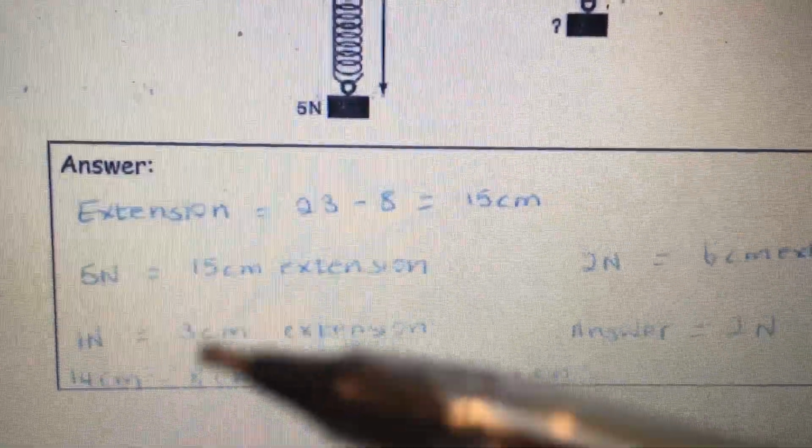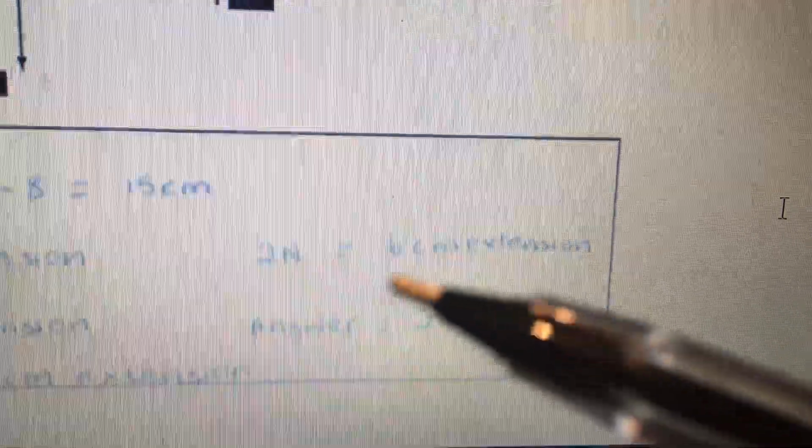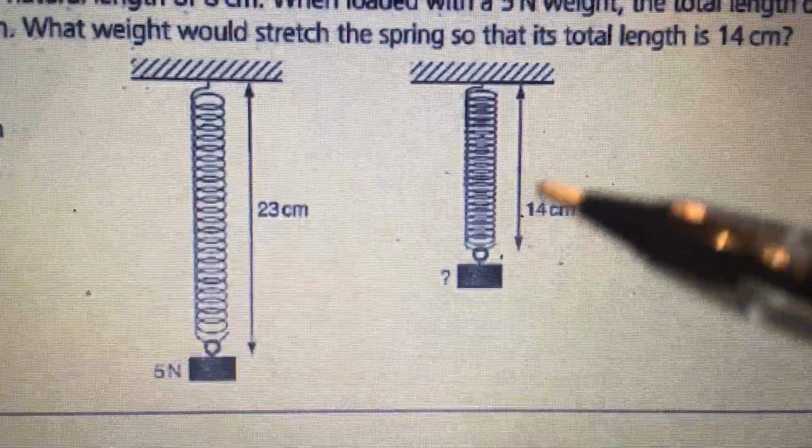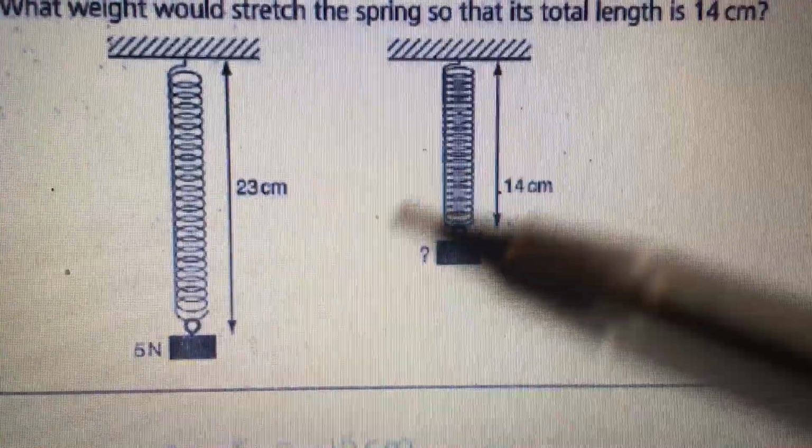So we know that 1 Newton causes an extension of 3. 2 newtons must cause an extension of 6. So on this spring, there must be a 2 Newton weight added to it to cause the 6 centimetre extension. So the answer here is 2.